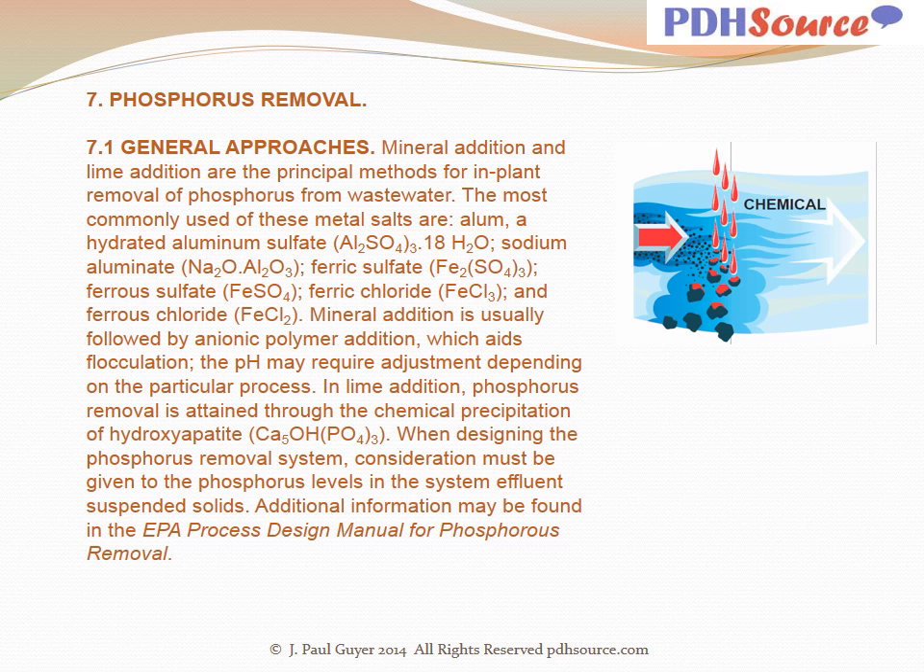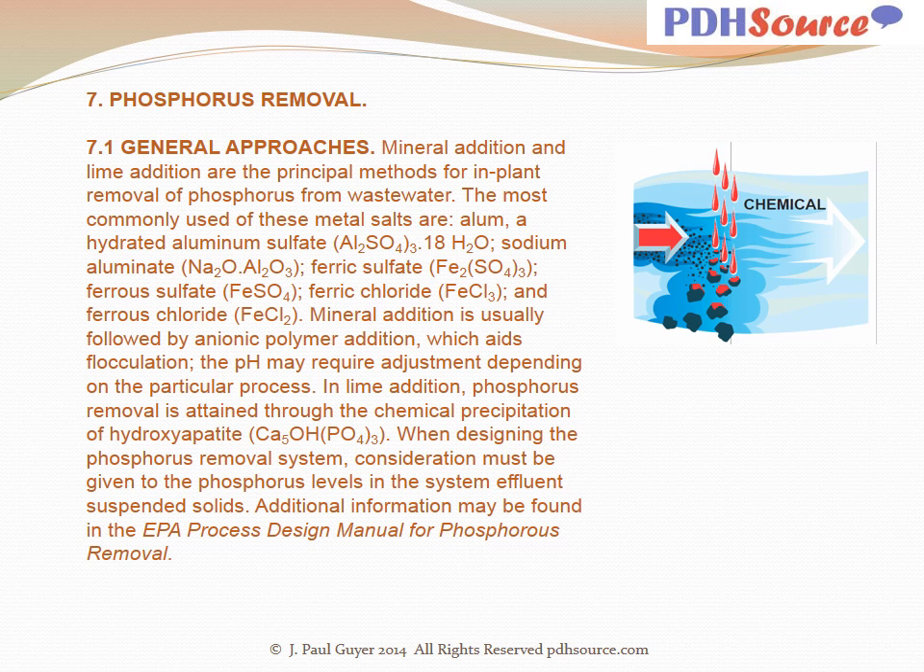The next advanced wastewater treatment methodology we will discuss is phosphorus removal. As to general approaches, mineral addition and lime addition are the principal methods for in-plant removal of phosphorus from wastewater. The most commonly used of these metal salts are alum, a hydrated aluminum sulfate, sodium aluminate, ferric sulfate, ferrous sulfate, ferric chloride, and ferrous chloride. Mineral addition is usually followed by anionic polymer addition, which aids flocculation. The pH may require adjustment depending on the particular process.